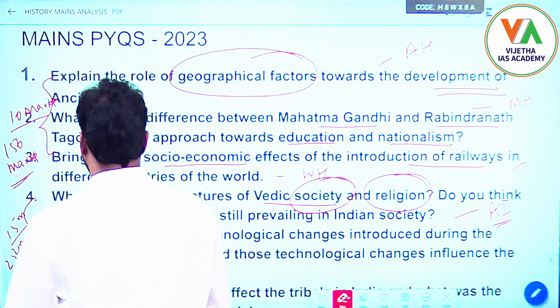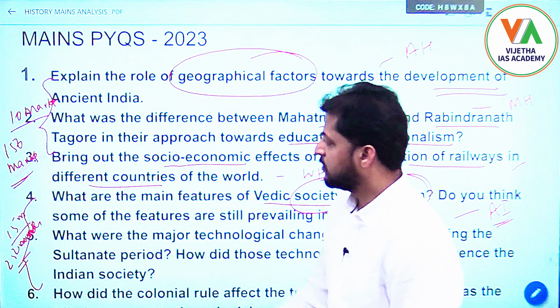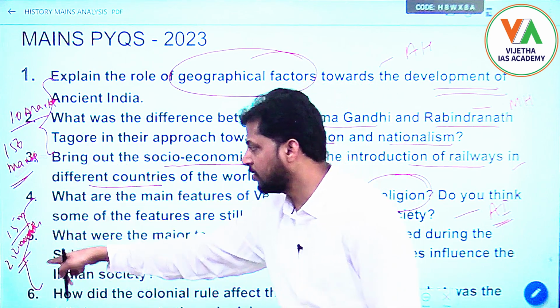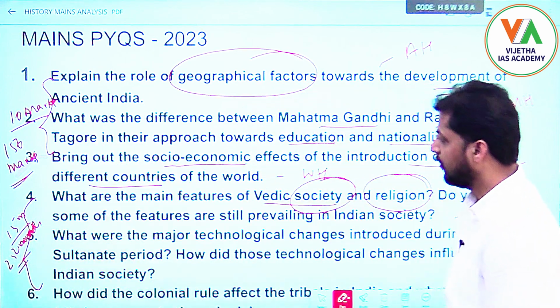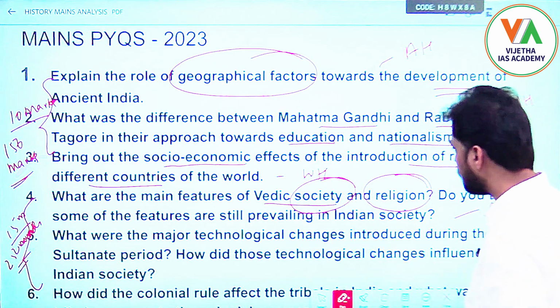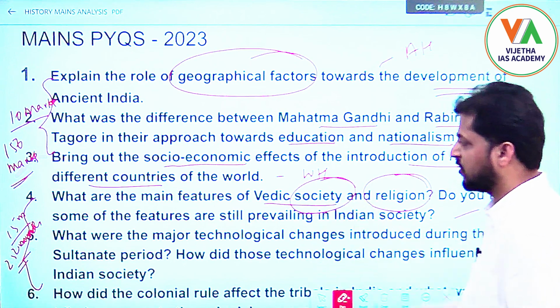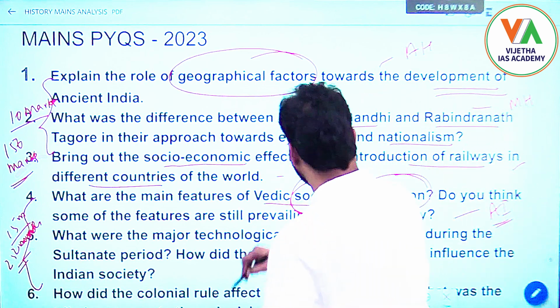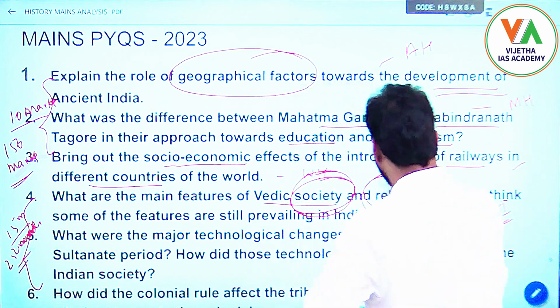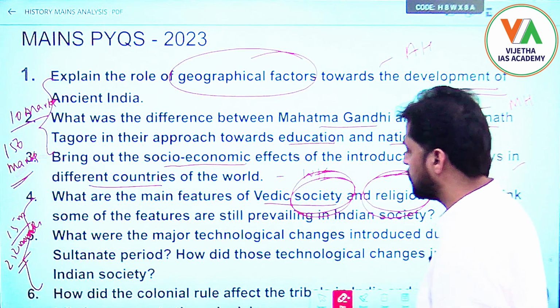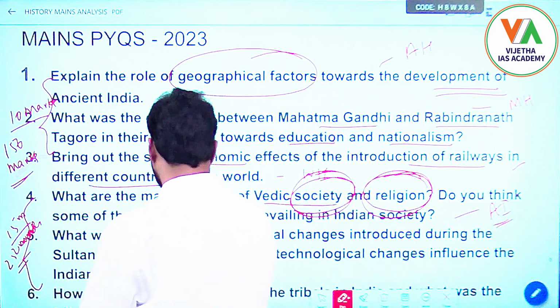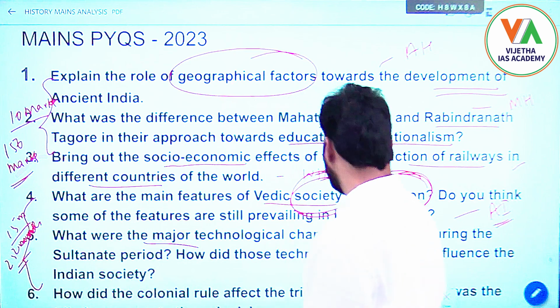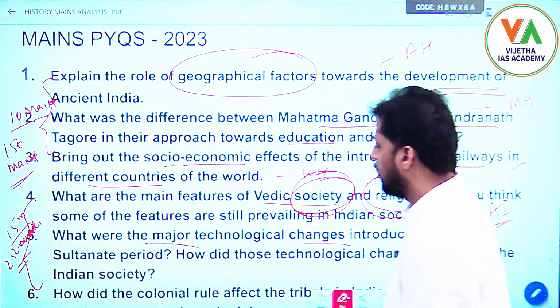So these 3 are for 150 words and these 3 are for 250 words. Obviously you have to deal with the subsections of the questions as well. Here you have to deal with society in the Vedic time period and religion in the Vedic time period, right? Moving on to the next question: what were the major technological changes introduced during the Sultanate period?